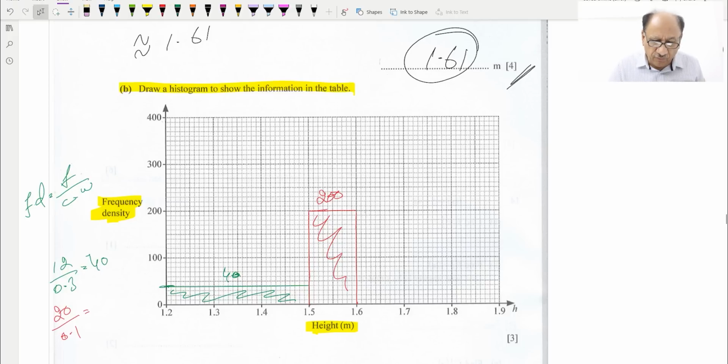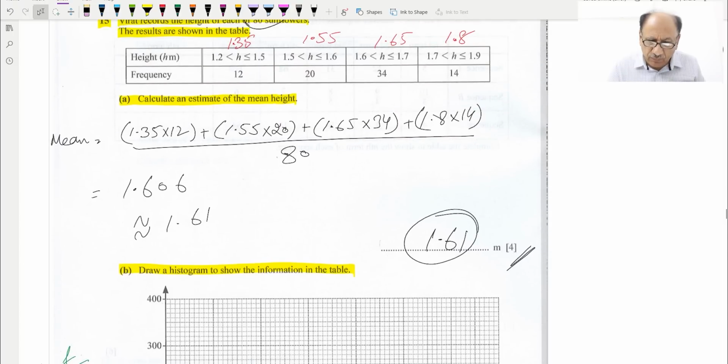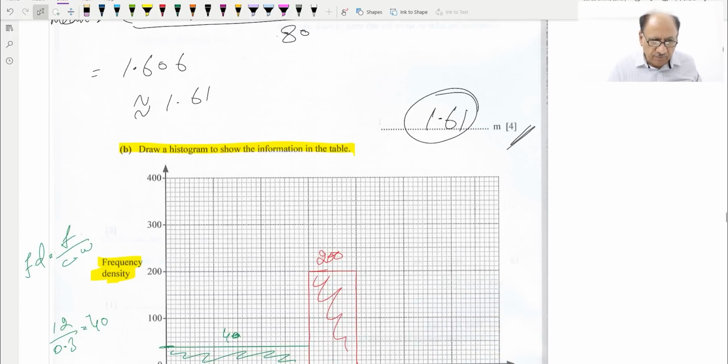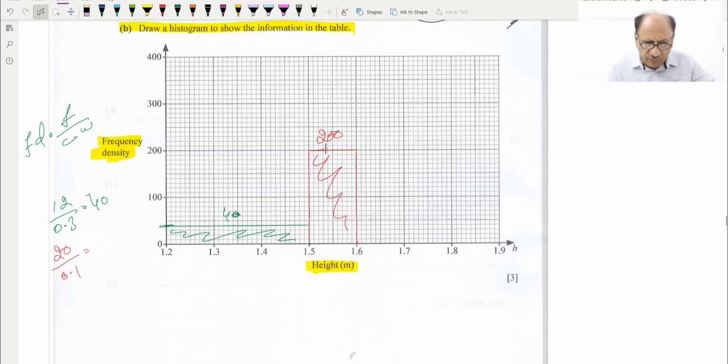Next, from 1.6 to 1.7 is 34. So that will be 340. So 340 will be up to this point. I will draw. Hopefully you are understanding. I'm just trying to explain properly so that you can solve similar types of questions in the exam.